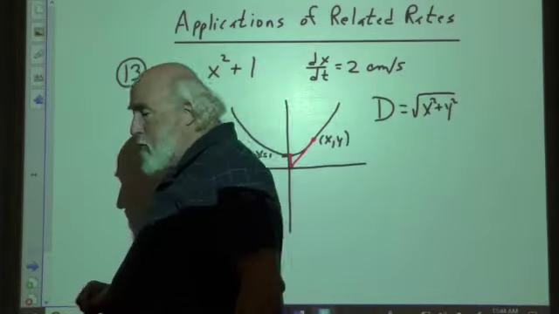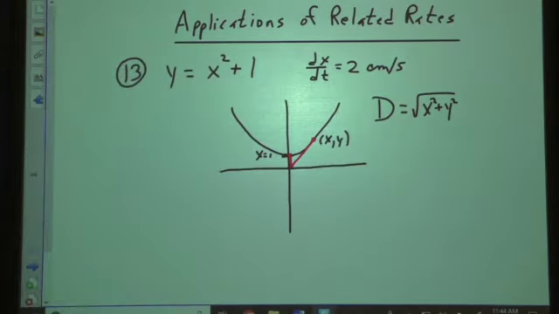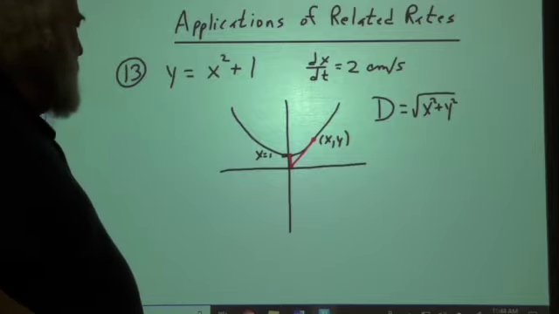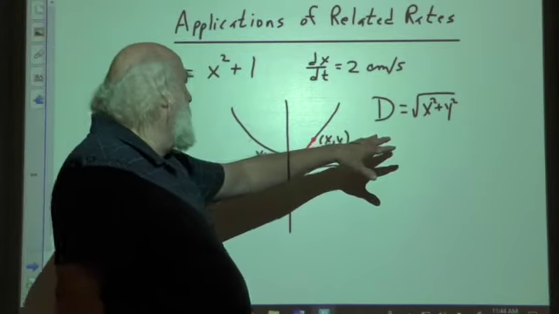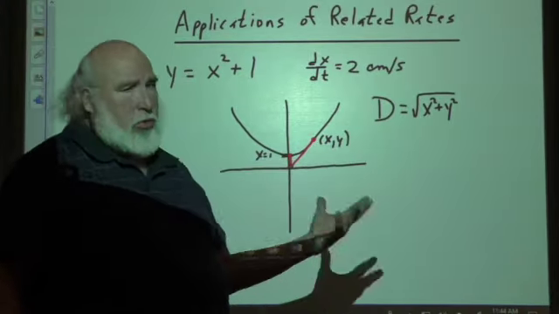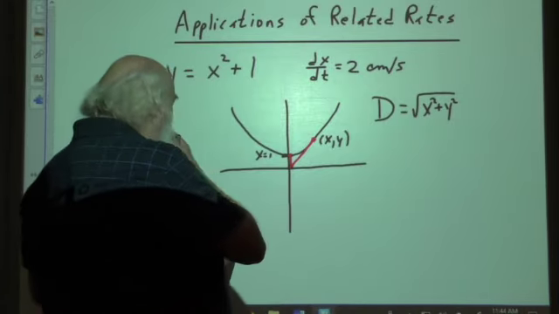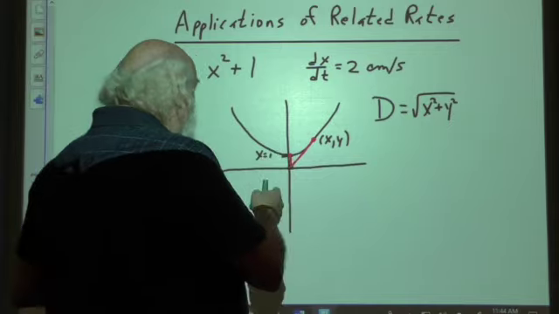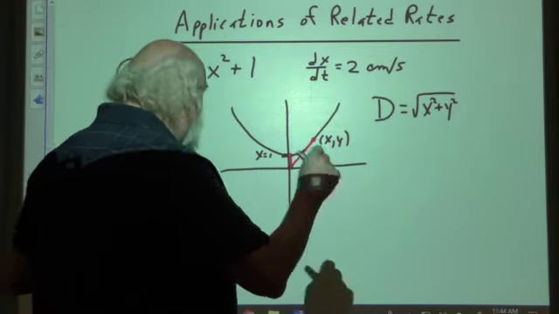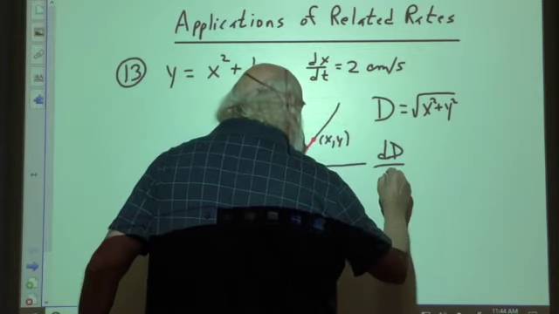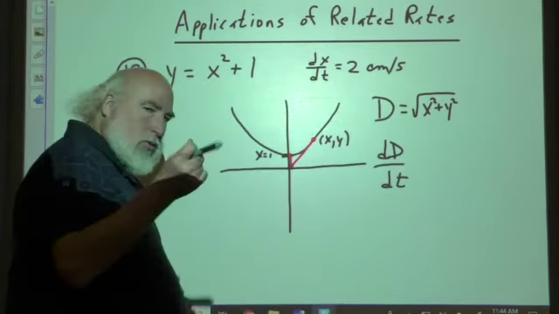Okay? Now, that's the point of attack that we need to make here. And we want to get it so there's just one variable to make it easier to calculate. So what we're trying to find here is what is the rate of change of the distance. So we're actually looking at dD over dt. That's what we're trying to find.